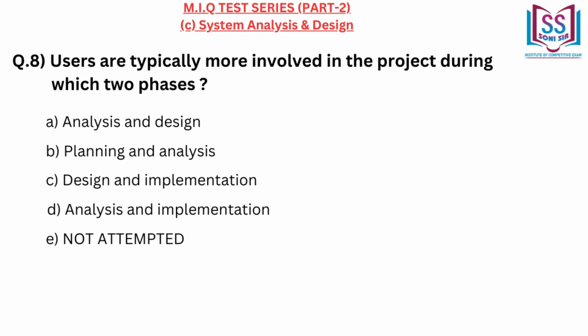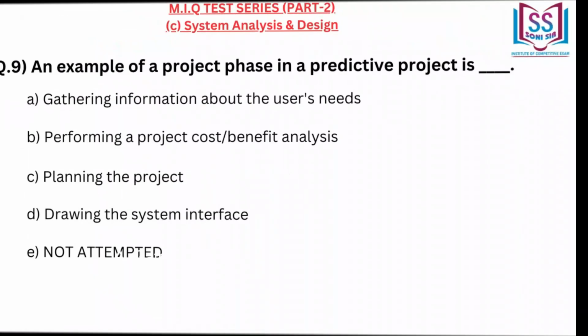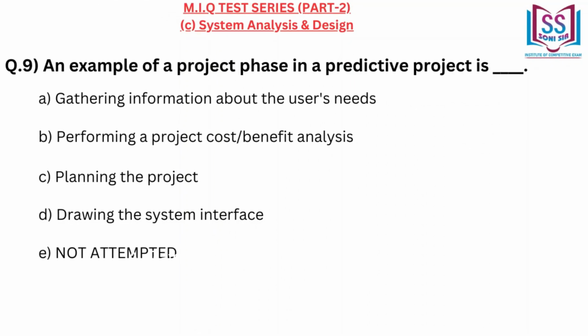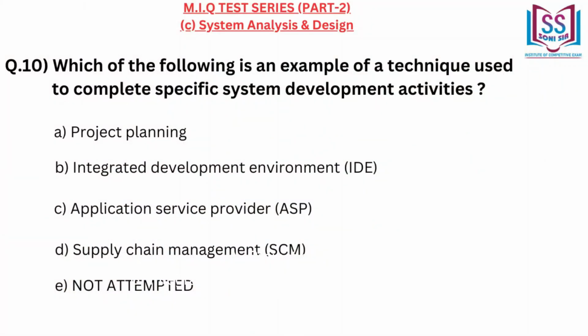D. Analysis and implementation. An example of a project phase in a predictive project is dash. A. Gathering information about the user's needs. B. Performing a project cost-benefit analysis. C. Planning the project. D. Drawing the system interface.